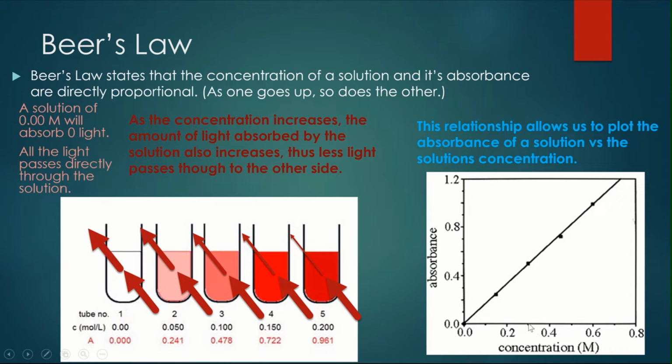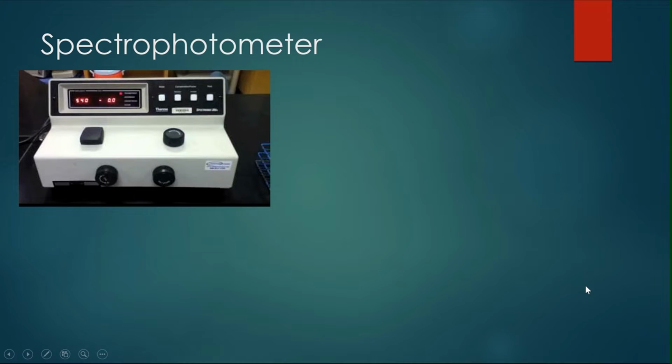We do the same thing for our 0.3 molar, our 0.5 molar, our 0.6 molar. We plot those points. We apply a line of best fit, and that is going to allow us then to put in an unknown concentration, find the absorbance of that unknown concentration, and we can then figure out the molarity, the concentration, even though it was unknown to us at first. So let's take a look at how we do that.